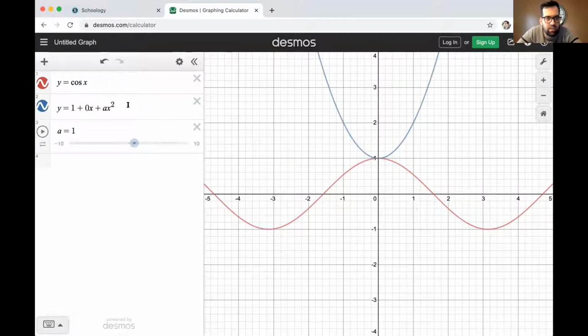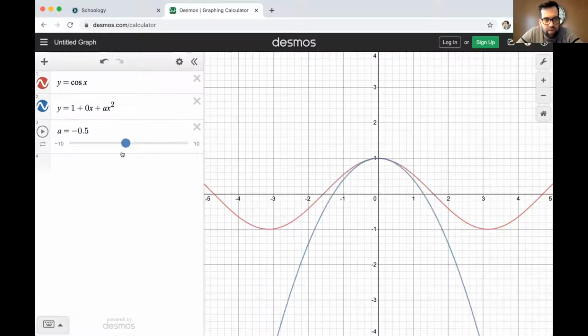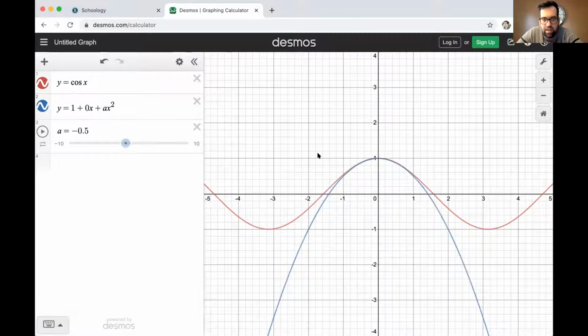So what that's going to do here is add an x squared term where we can change the value of the coefficient using this slider. And I'm just going to move it around until it seems like it matches up best with the graph. Okay, and I think when we set it at negative 0.5, that's the best fit.